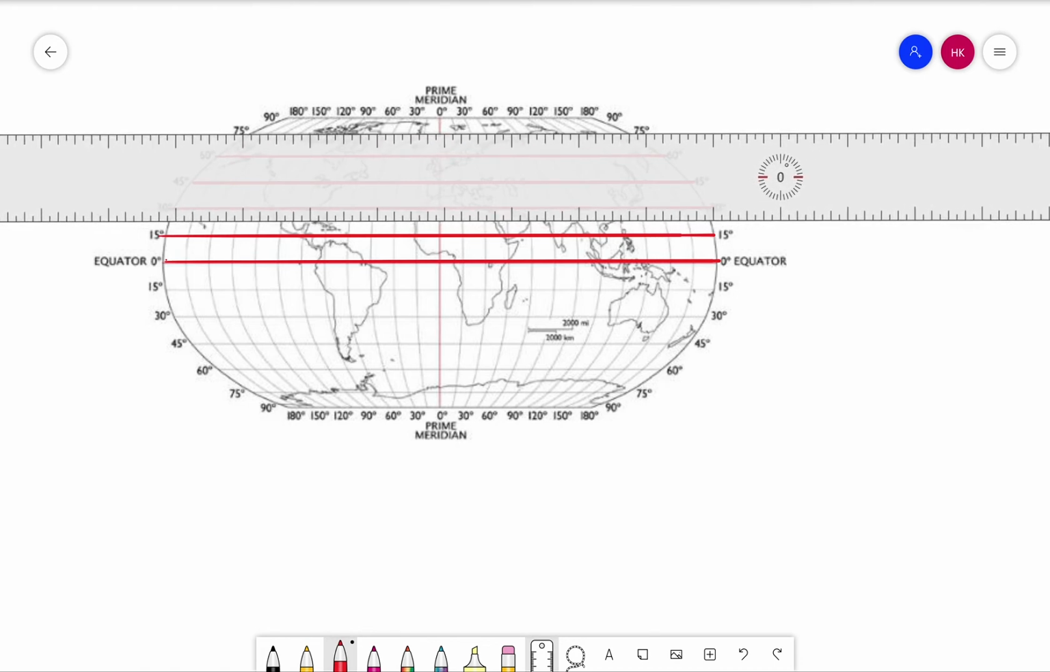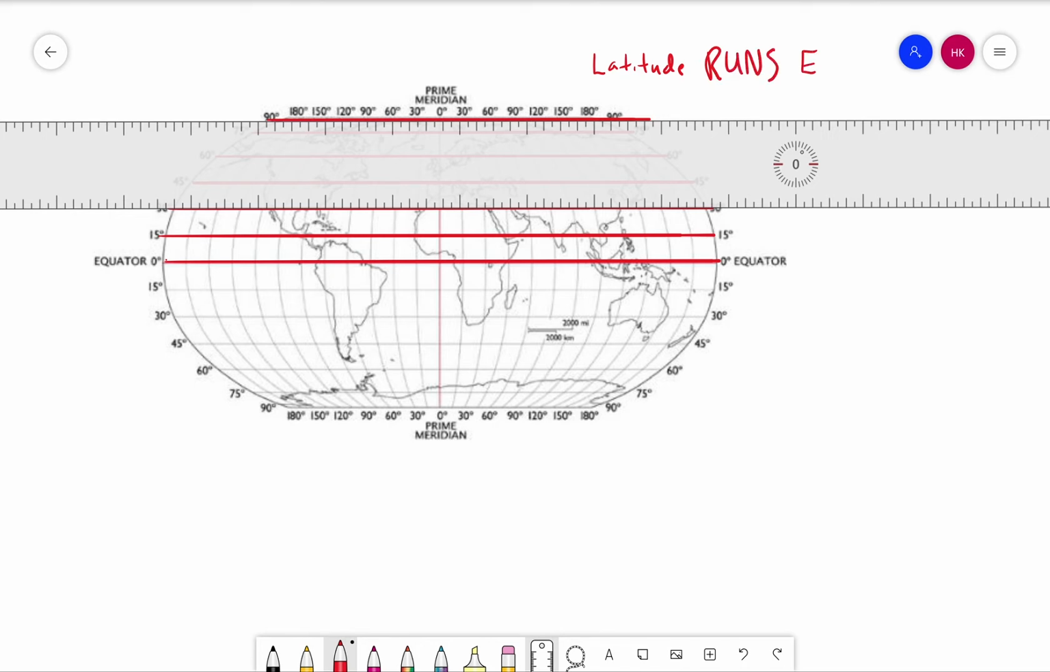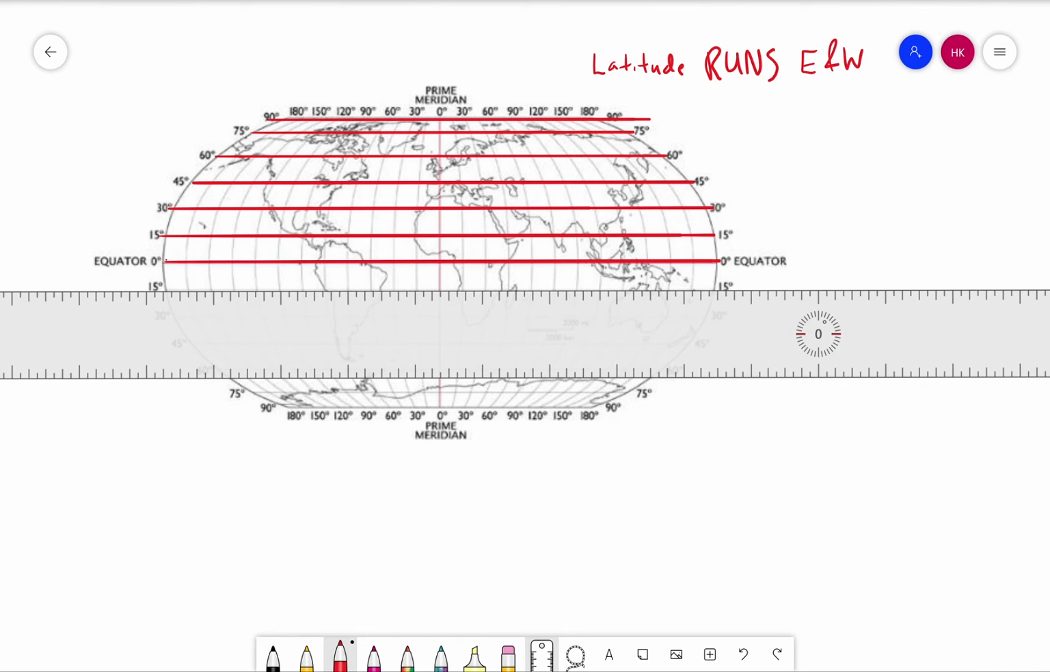Nothing has changed. We're over here, still 75 north. Come up here, still 90 north. The reason for that is as I start on this side, I'm at 90 north, and I come over here, I'm still at 90 north. That is because latitude runs east to west. Okay? Because when it's running, it's not measuring. It's just running. Okay? We're going to go down here.